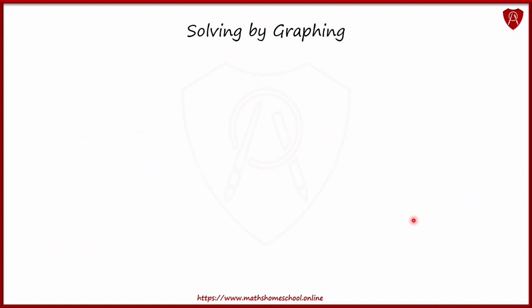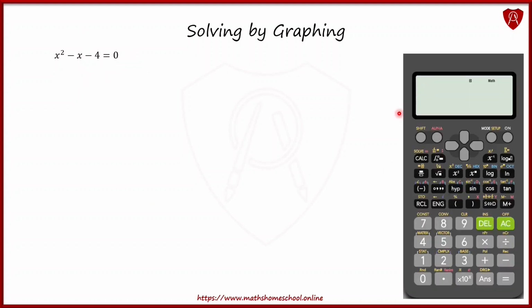Solving by graphing. x squared minus x minus 4 is equal to 0. To plot a graph, we need a table of values. Let's take advantage of the table function in our calculator. Press mode, select 7, table. It asks for the equation of our function, that is the equation that will produce the values of y. Our equation is x squared minus x minus 4. So, alpha x squared minus alpha x minus 4.